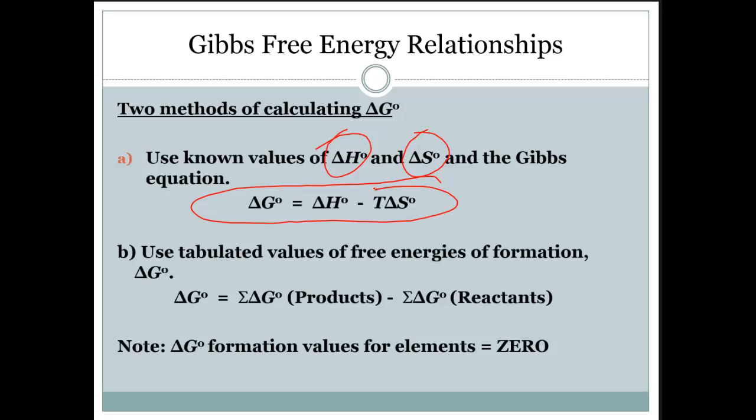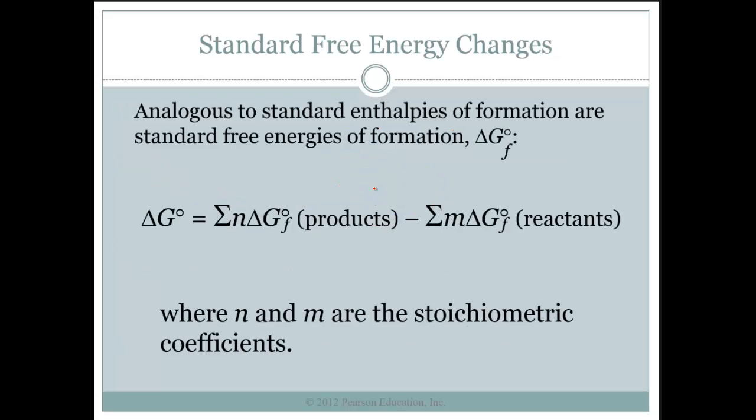The use of the tabulated values of free energies of formation. So once again, you're looking up a chart to determine the delta G's and doing the products minus the reactants. The delta G of formation values for elements will be 0. Analogous to the standard enthalpies of formation are standard free energies of formation. So in other words, the delta G of a product times its coefficients minus the delta G of the reactants times its coefficients, and then subtract the two.